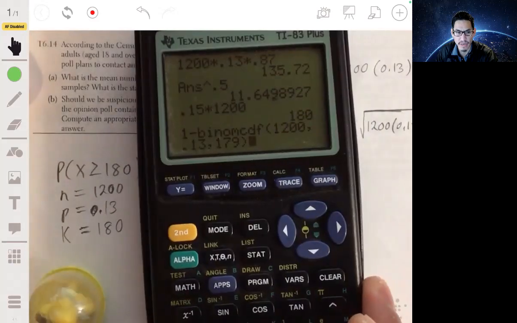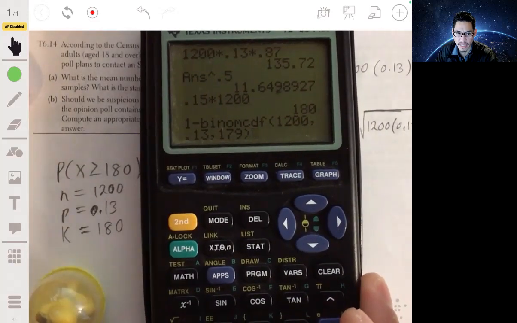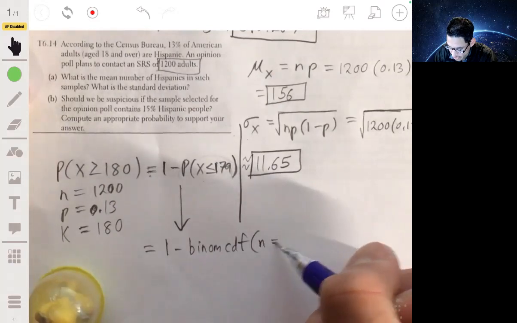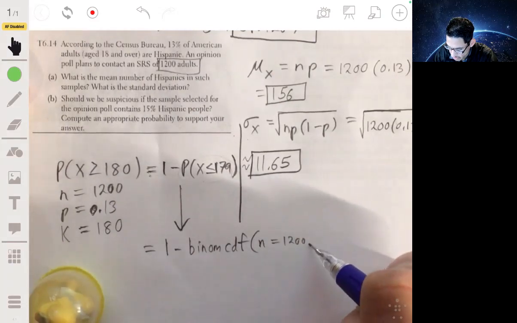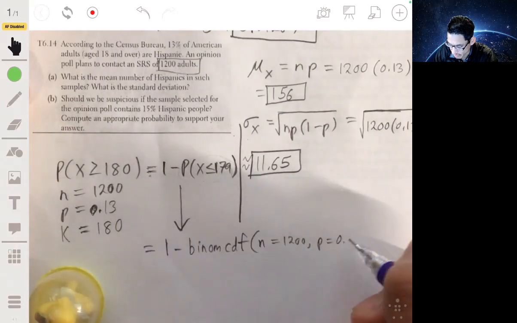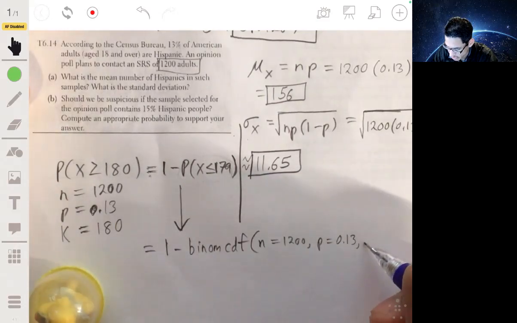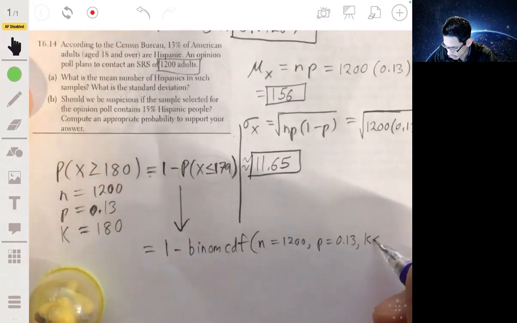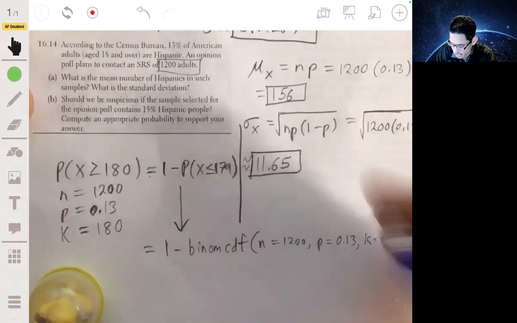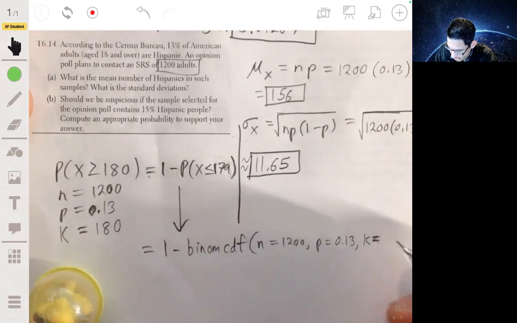So in the calculator, again, the syntax will look like this, but let me just write it out. It'll be N is 1200. Well, I have it right here. I guess I don't have to write it out, but here it is just in case. And then K will be, actually, well, the K in this case will be a little different. And PK will be 179.